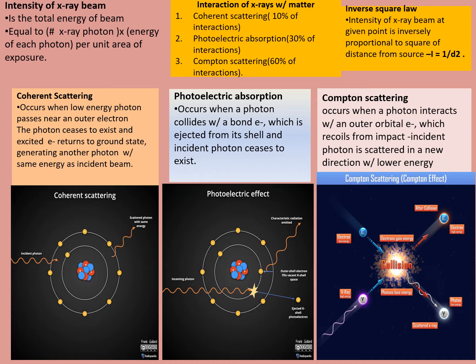Photoelectric absorption occurs when a photon collides with a bound electron, which is ejected from its shell, but no new photon is generated here because the incident photon gives all of its energy to that bound electron, and that photon ceases to exist. That's why it's like an absorption. While Compton scattering occurs when a photon interacts with an outer orbital electron, which recoils from the impact. The incident photon will also exist but scatter in a new direction with a lower energy, because it has given some energy to that outer orbital electron.